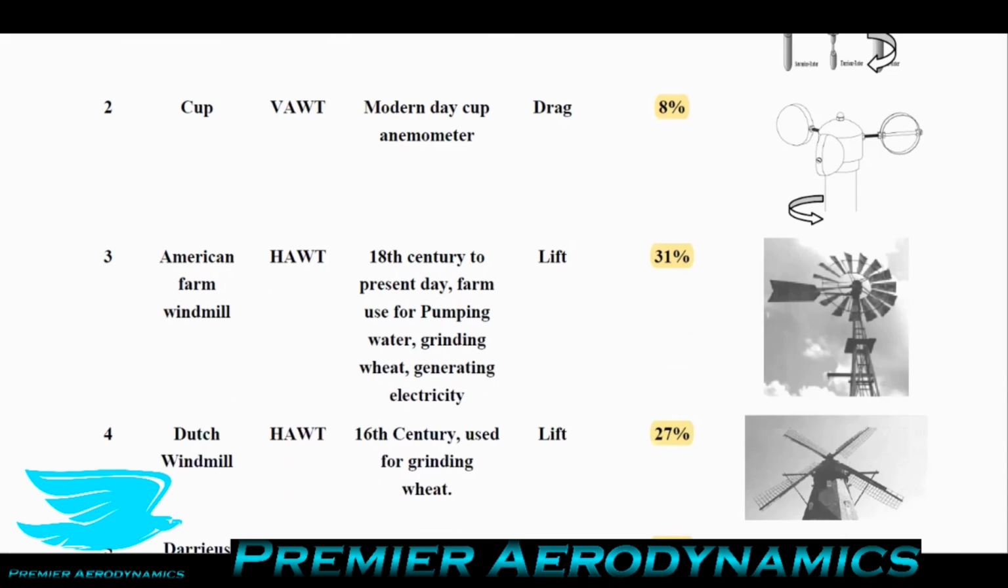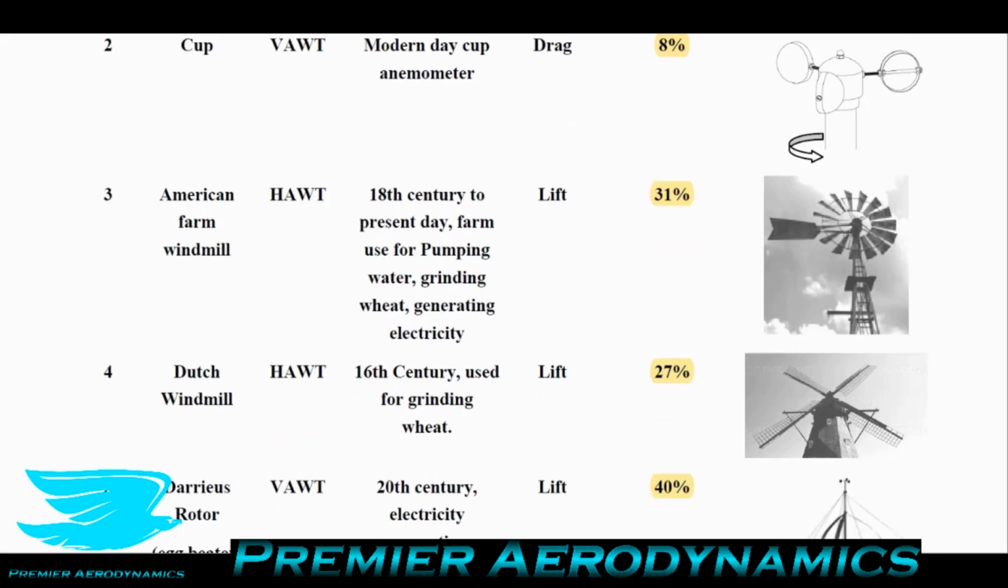Another type of wind turbine is the quintessential one that you see on American farms, from like the 1800s, where it has like 20 blades or so, and then there's this sort of arrow thing coming out from the side. And they use lift to produce the rotational force, and they actually have an efficiency of 31%. So that's pretty damn good, considering that it hasn't been designed in a wind tunnel. They were designed well before wind tunnels were around.